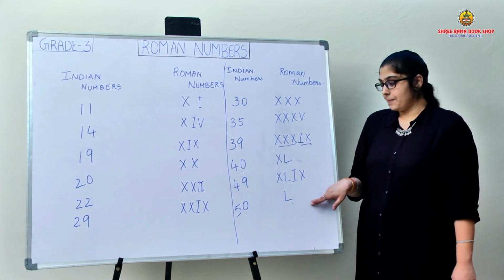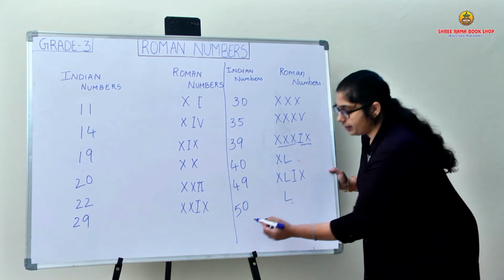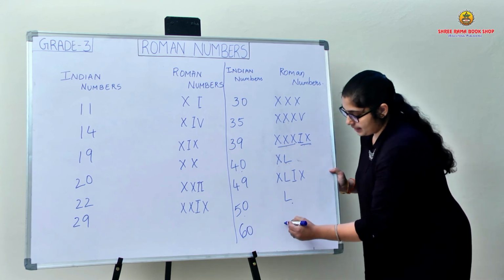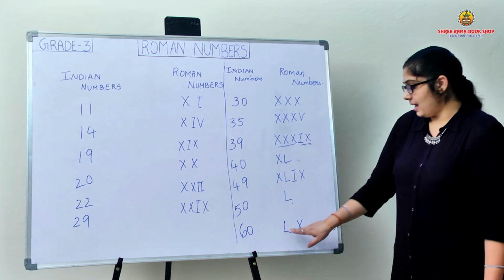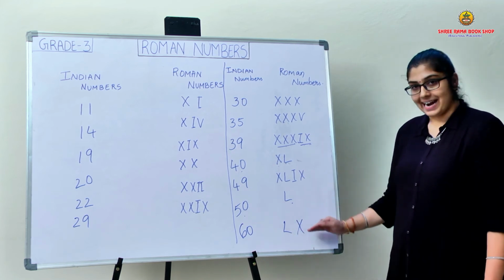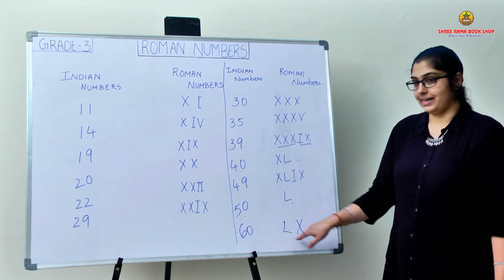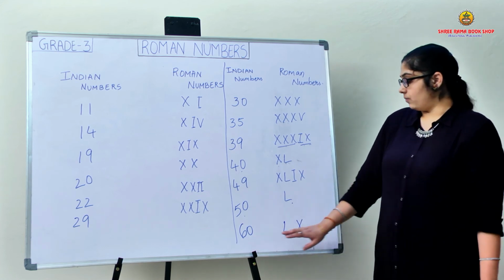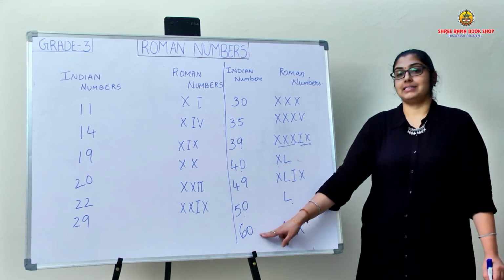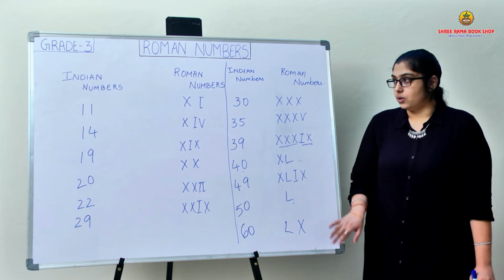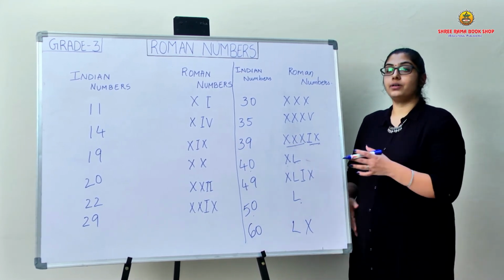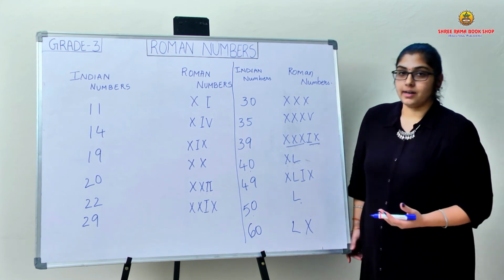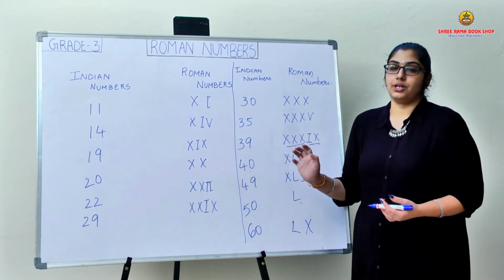If it is 60, then I will write it as LX, because it is L, and if X is written towards the right, you can add the number. So 50 plus 10, it is 60. So the Roman number which represents the Indian number 60 is LX. You can go through your textbook, and I will also put a chart over here so that you can understand the remaining numbers.